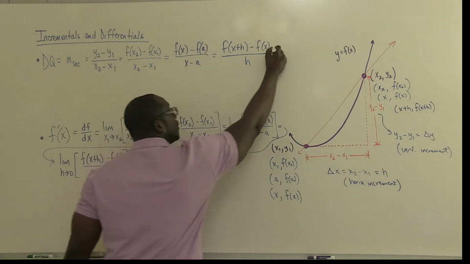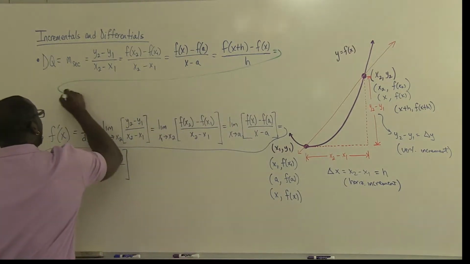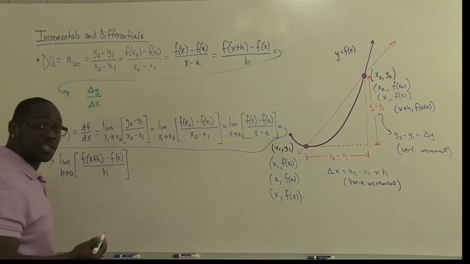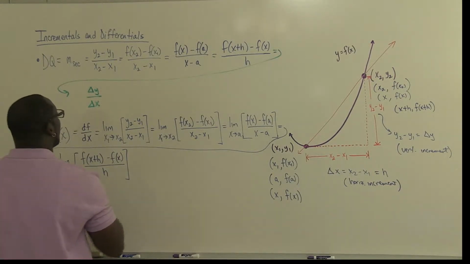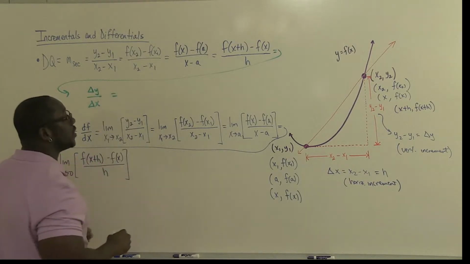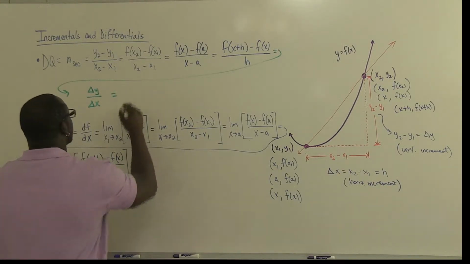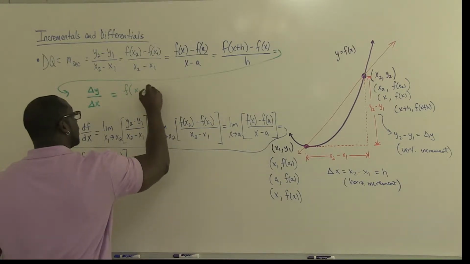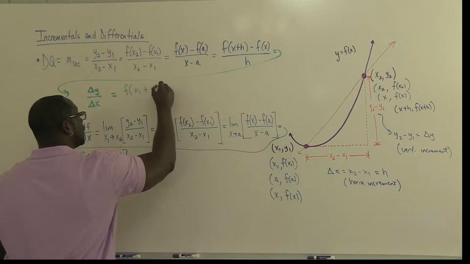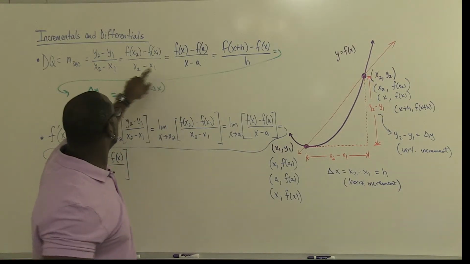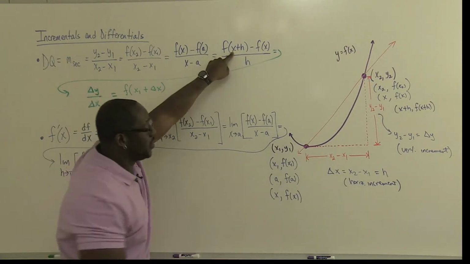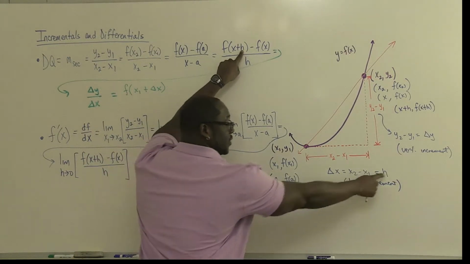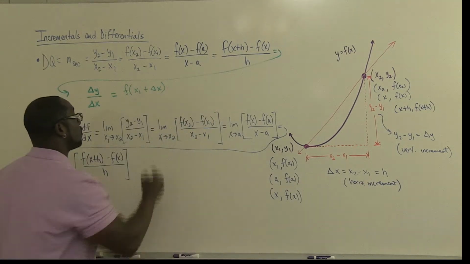So we could come here and now actually write this as the change in y over the change in x, okay? Or we could write it this way: f of x1 plus delta x. And so here we see that this x here could be representative of x1, and we see h is the same thing as what delta x could be. So I could write it this way.